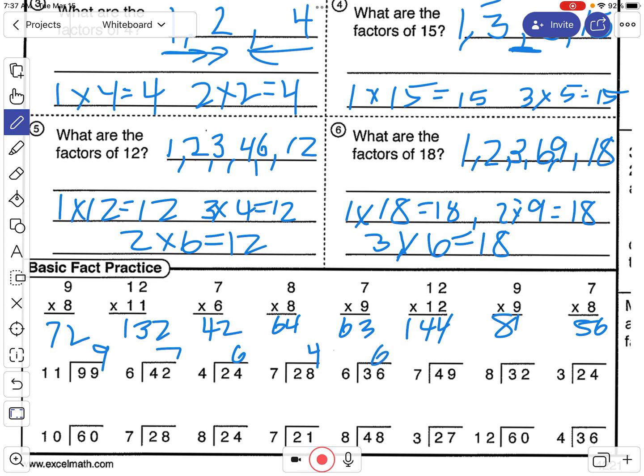7 times 6, 6 times 4, 7 times 4 is 28, 6 times 6 is 36, 7 times 7 is 49, 8 times 4 is 32, 3 times 8 is 24, 10 times 6 is 60, 7 times 4 is 28, 8 times 3 is 24, 7 times 3 is 21, 8 times 6 is 48, 3 times 9 is 27, 12 times 5 is 60, and 4 times 9 is 36.